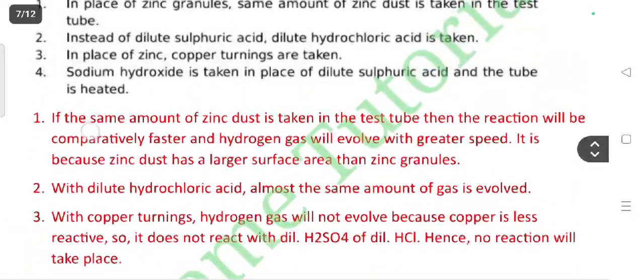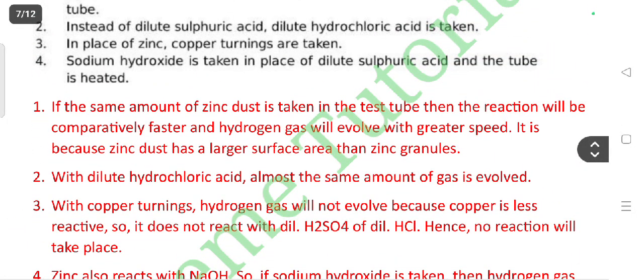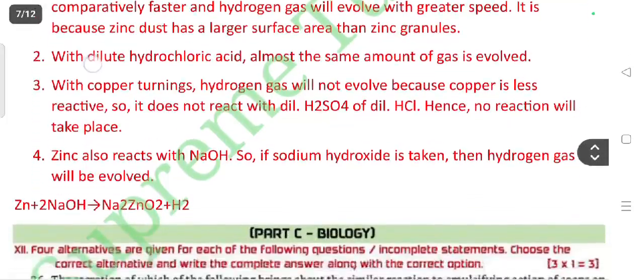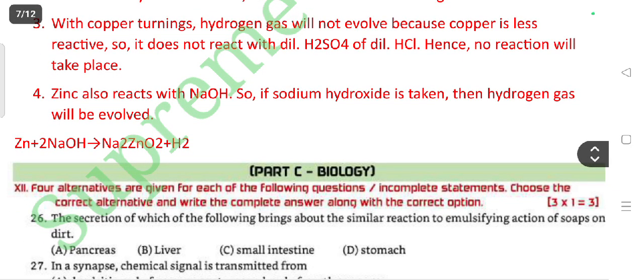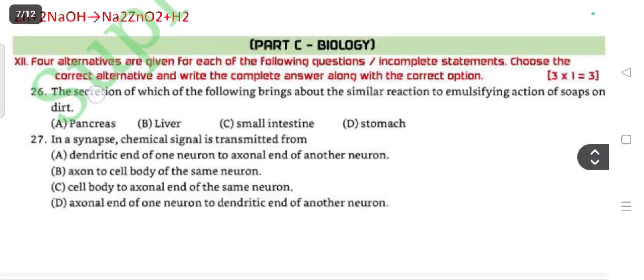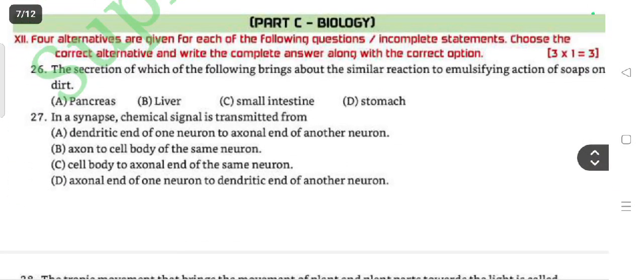Next, fourth one, sodium hydroxide is taken in place of dilute sulfuric acid and the tube is heated. Zinc also reacts with sodium hydroxide. So if sodium hydroxide is taken, then hydrogen gas will be evolved. That is the chemistry part. Next come to part C, the biology part. Three multiple choice questions. First one, the secretion of which of the following brings about a similar reaction, emulsifying the soap dirt.